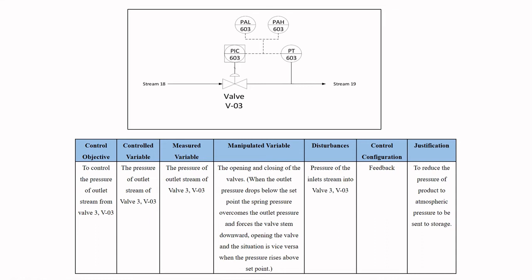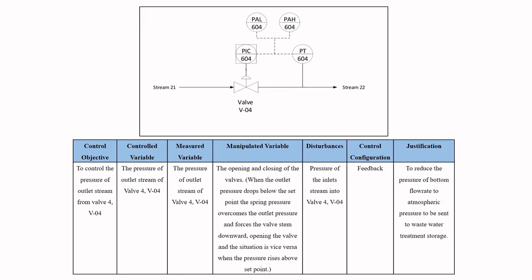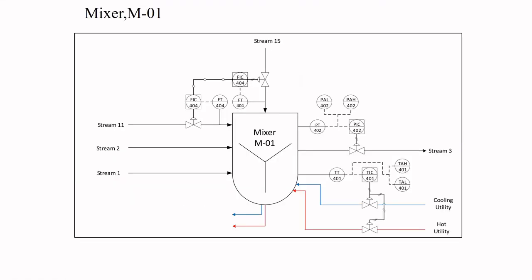Valve 3 is controlled to reduce the pressure of the product to atmospheric pressure to be sent to the storage tank. Valve 4 is controlled to reduce the pressure of the bottom flow rate to atmospheric pressure to be sent to the wastewater treatment storage. For a mixer, the parameters that are controlled are temperature, pressure, and flow into the mixer.